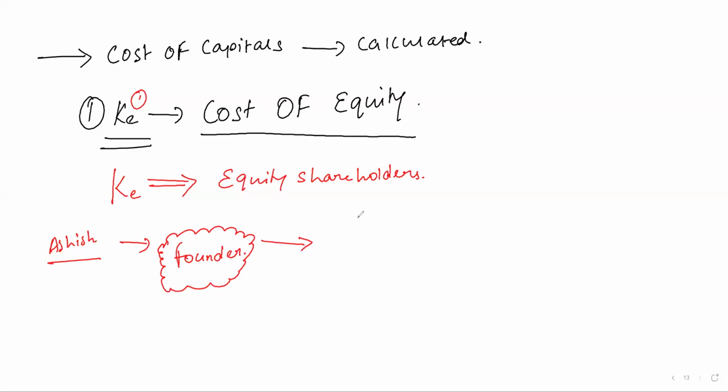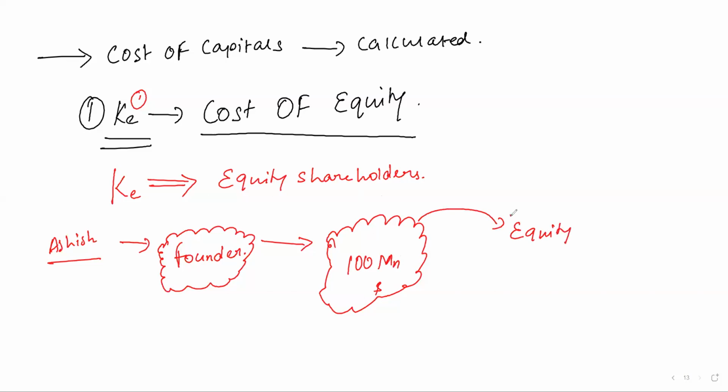Now, Ashish wants to accumulate $100 million. So he has decided, based on his analysis, that equity would be the ideal form of raising capital for him.